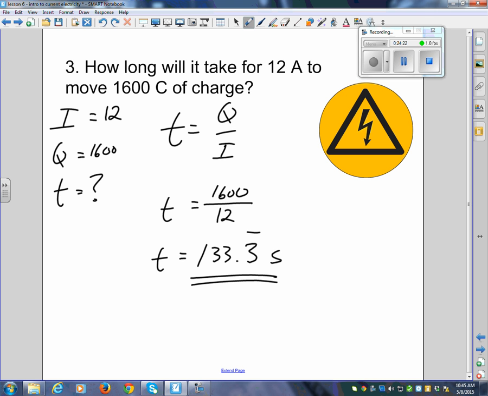It's good. Okay, you need to be able to solve problems for I, for Q, and for T. You now have a problem sheet here. It's got 6 problems.